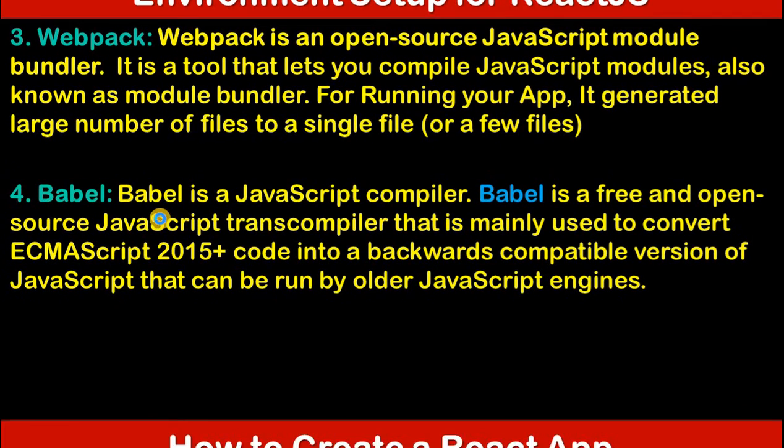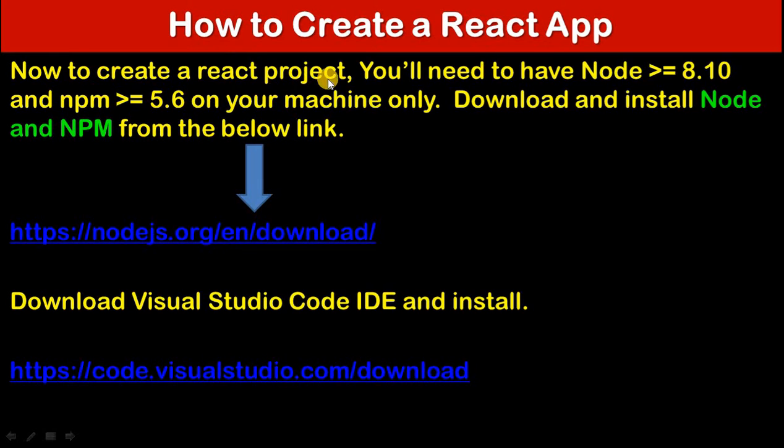So let's see the next thing. To create a React.js project, what do you need to do? You need to download Node.js only. You need to have Node greater than 8.10 and npm greater than 5.6 on your machine. Download and install Node and npm from the link below. From the link below you can download and install Node.js.